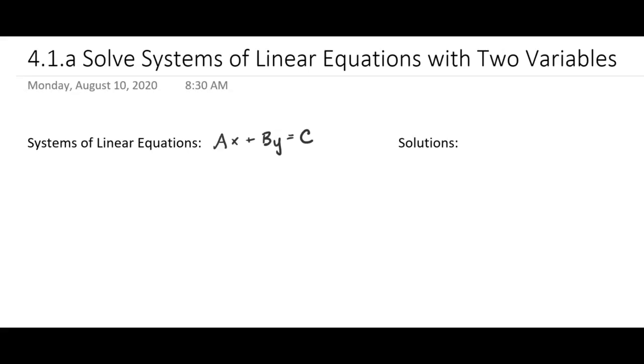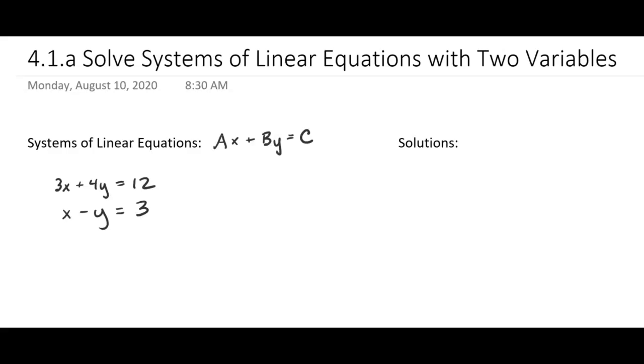Or two equations, I should say. You can have more than two, but some of ours will just have two. So maybe I have something like 3x plus 4y equals 12. And I know I could graph that line. I could make a table of values. I could use the intercept method, or I can put it in slope-intercept form and graph it using the slope and the y-intercept. And then maybe I have another equation that says x minus y equals 3. And I know I could graph that equation, right?